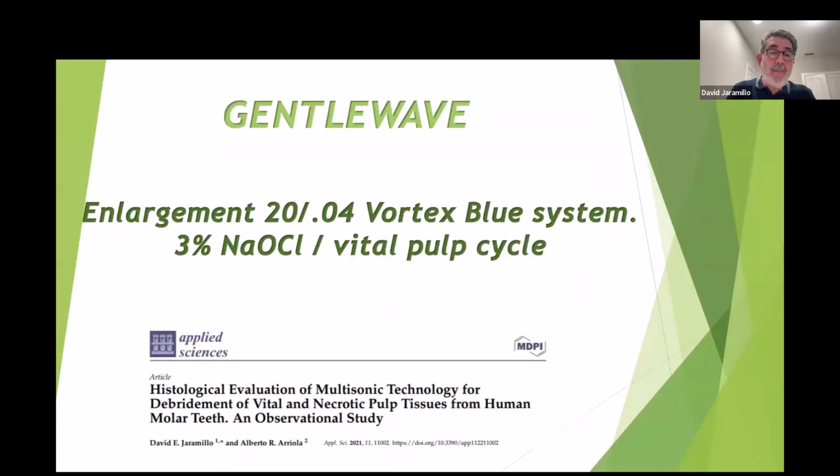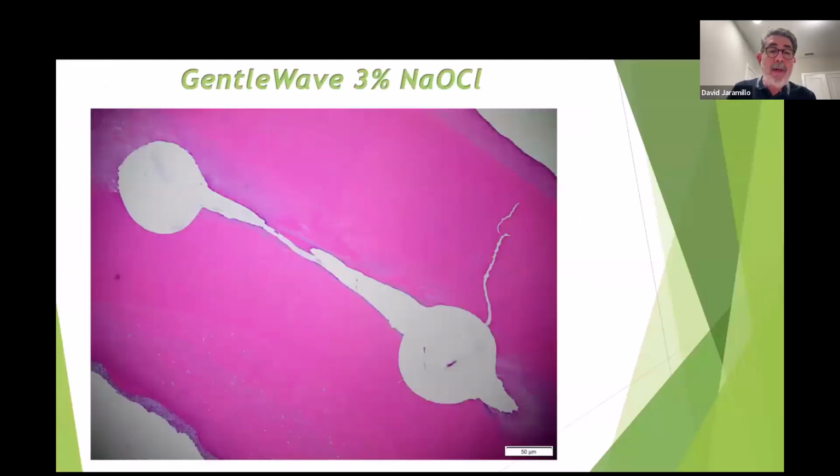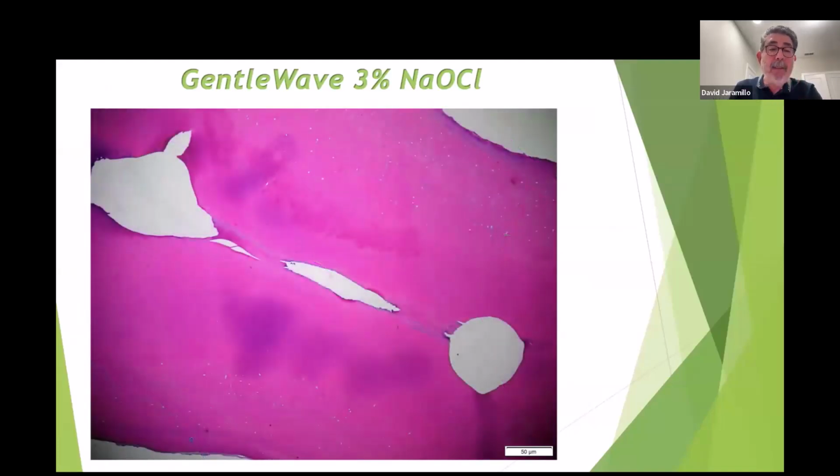So my mentor, Dr. Arreola, and myself, we published this GentleWave paper where we also compare the efficacy of GentleWave. This is the coronal portion of the mesial root canal. The isthmus is very clean. As I showed you in those stereomicroscope pictures, the sealer flows with no problem in the isthmus because there's no debris. Nothing stops the sealer from flowing into those areas, right?